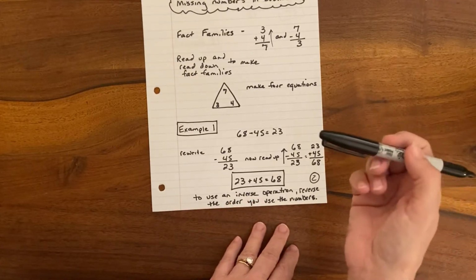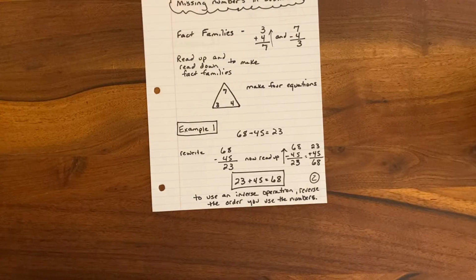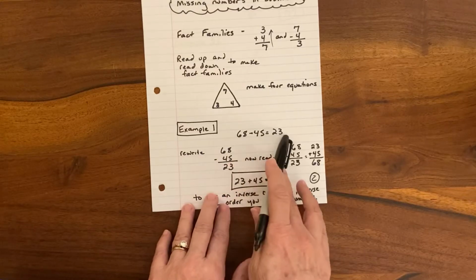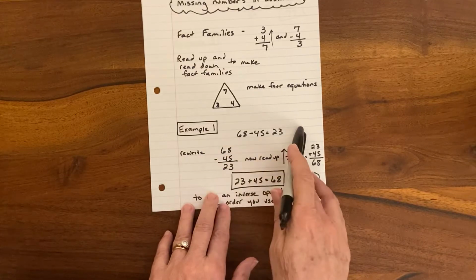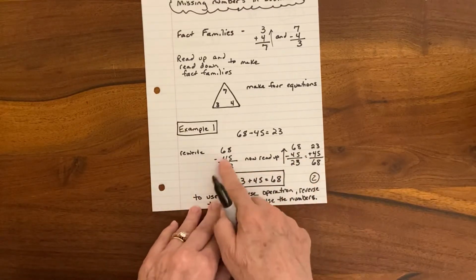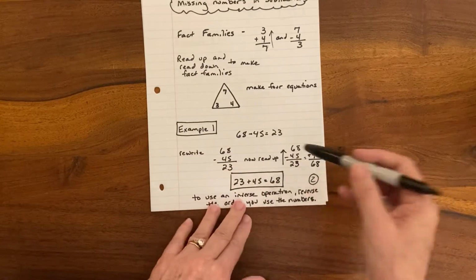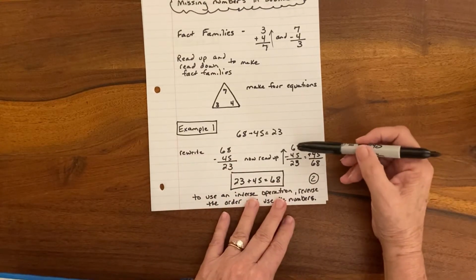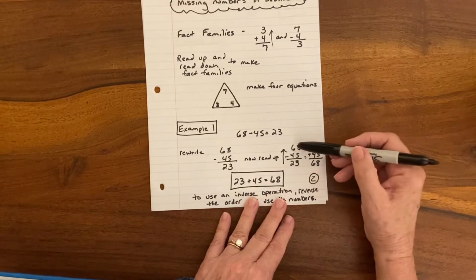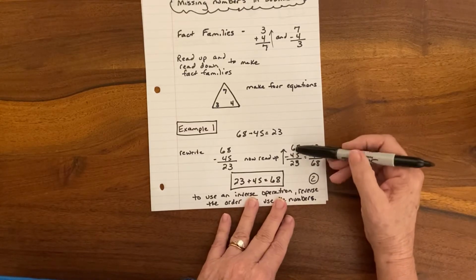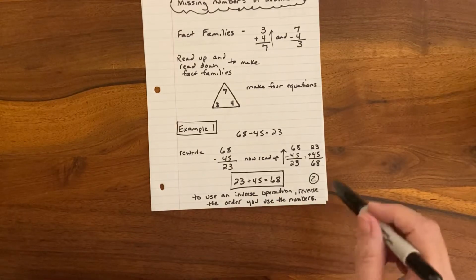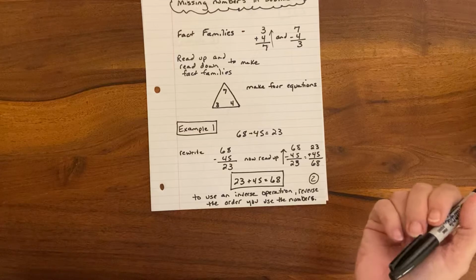Okay, example 1, they say, reverse the order of these numbers to make an addition equation. So they gave us a subtraction problem, but they gave it to us horizontally rather than vertically. I think it's easier to think up and down rather than across, so I'm going to write it this way. Now I'm going to read up. So instead of 68 minus 45 is 23, I'm going to say 23 plus 45 is 68. Remember, I'm doing the opposite. 23 plus 45 is 68. So that's my opposite operation, or my inverse operation.